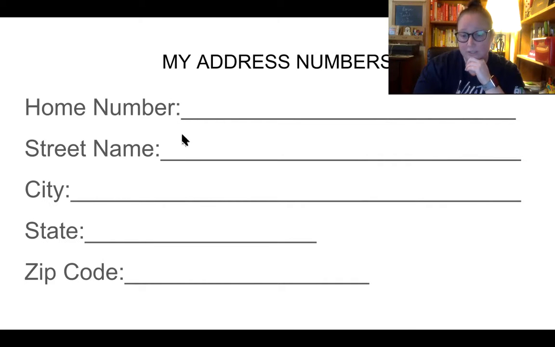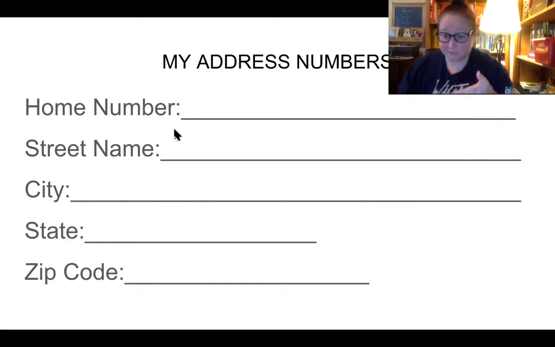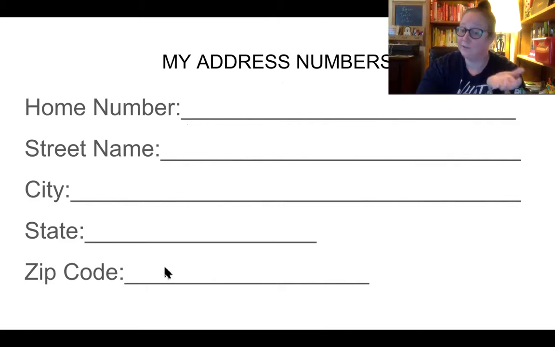What we're focusing on is not only filling out this ID card with your student, but also focusing on the numbers related to it for math skills. So we have a home number, right? That's either an apartment or a house address. That goes in here, then your street name, your city, your state, and then your other number, which is your zip code. So we're focusing on the numbers.